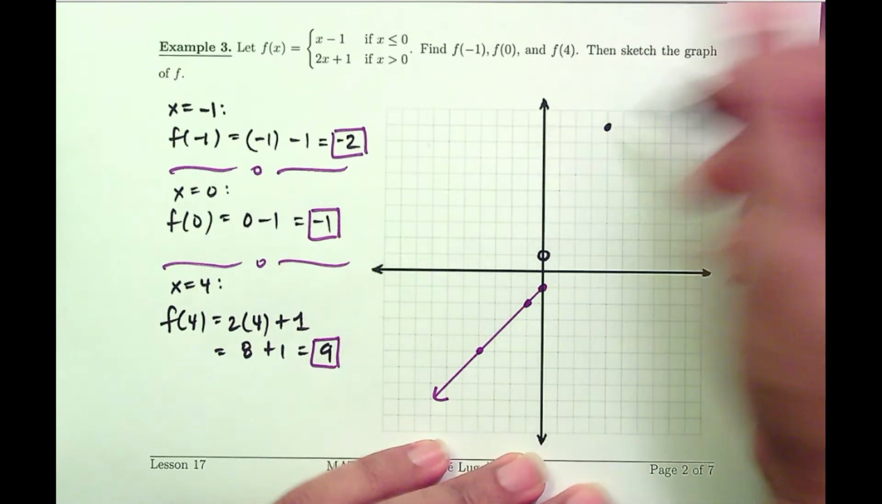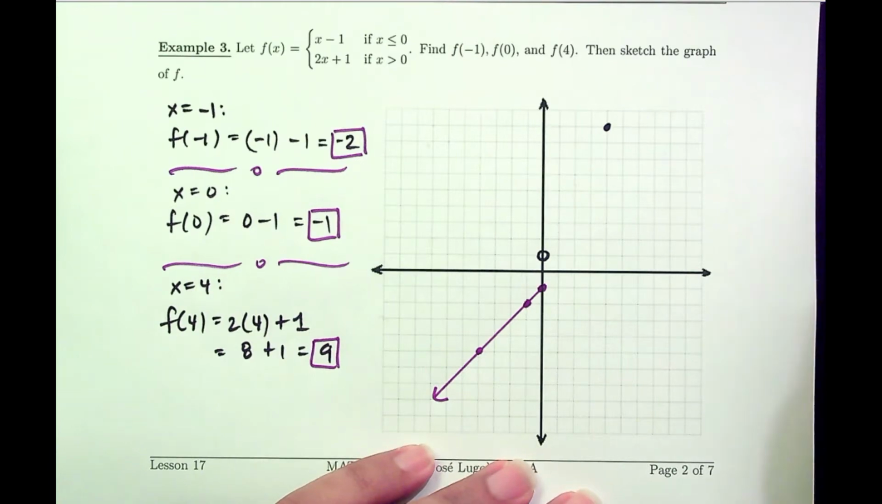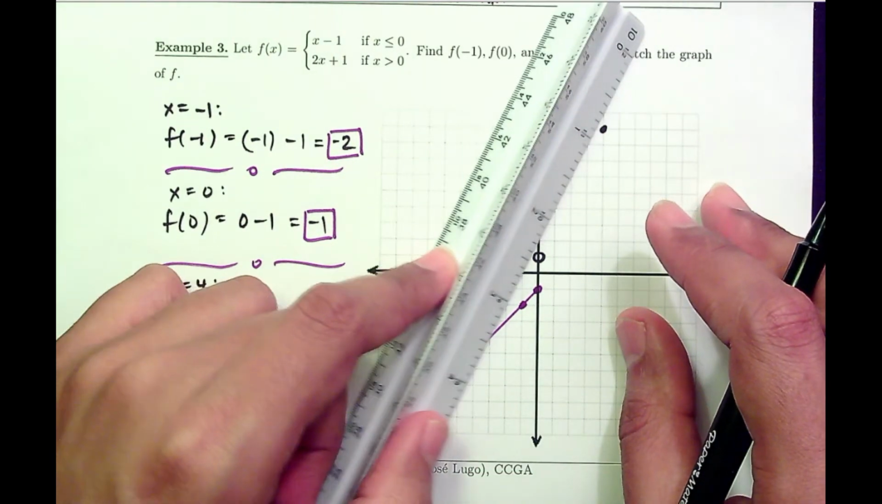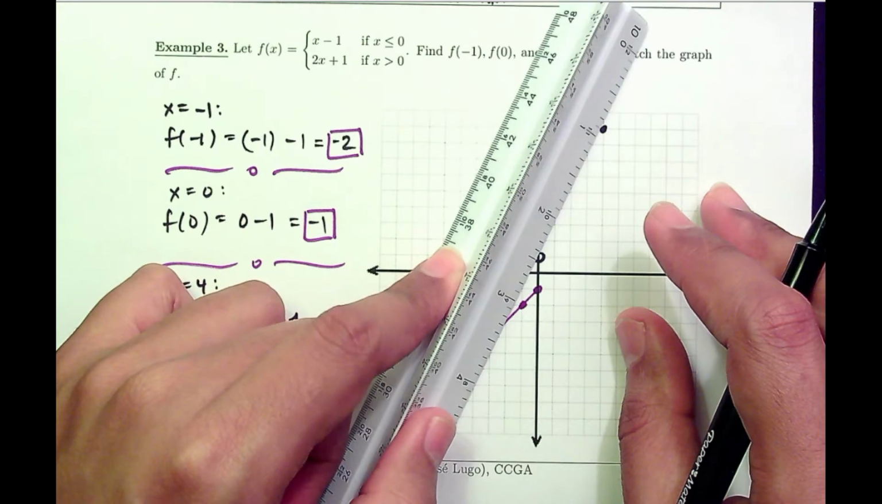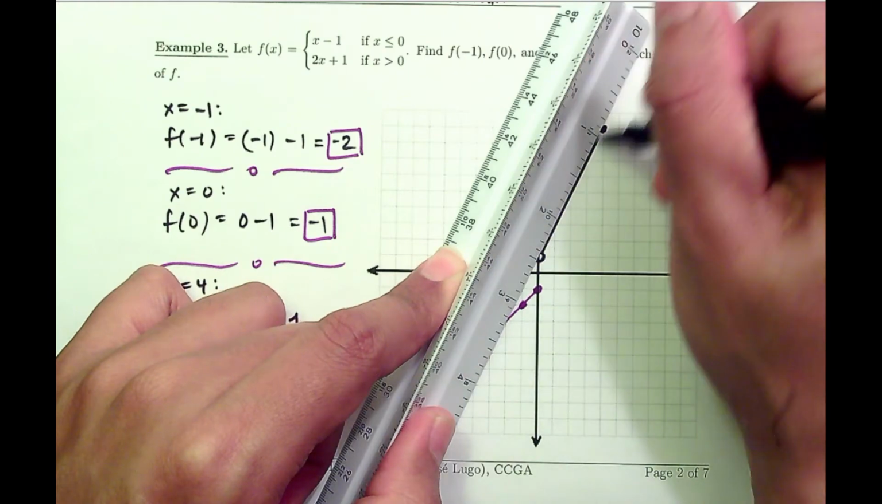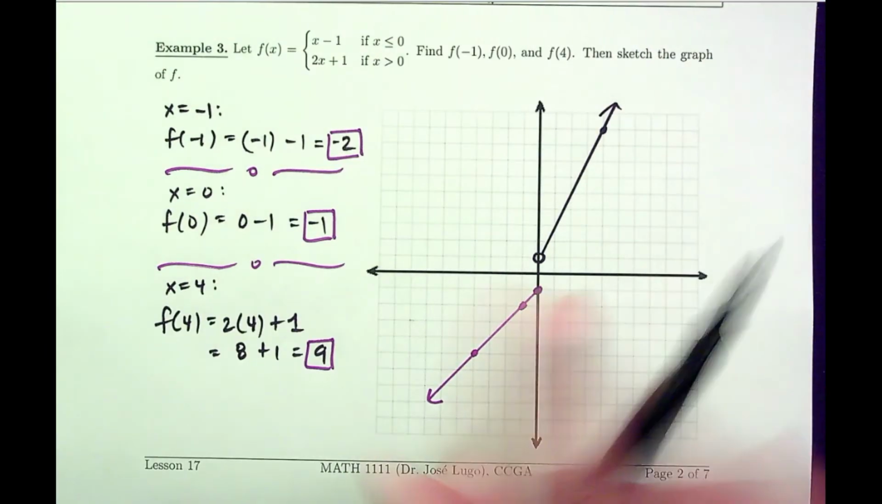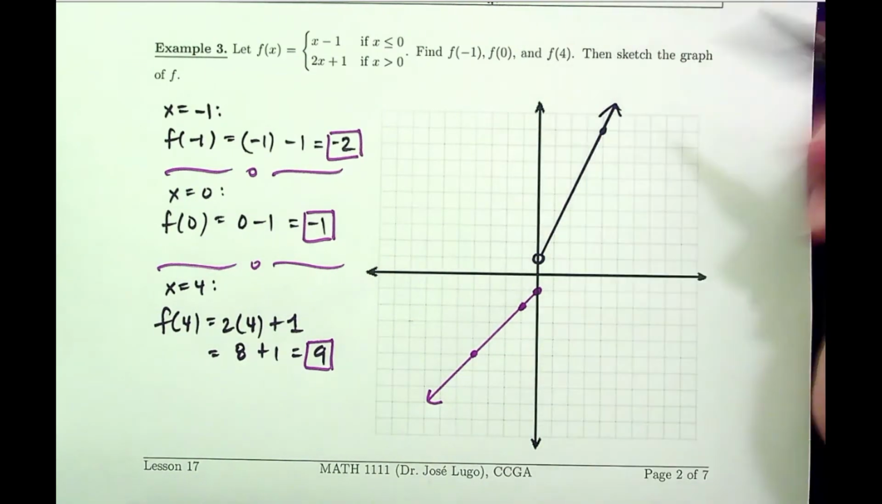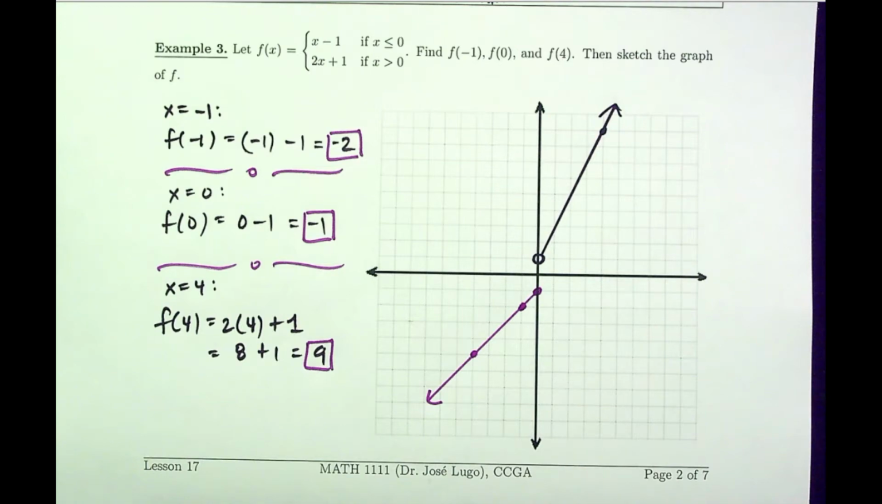Again, you could have used any other point. I'm just using the one that I already computed. Then this piece, the graph of this part is a line, and that's the graph of the lower piece. So those are the two pieces for this graph. That's the graph of this piecewise defined function.